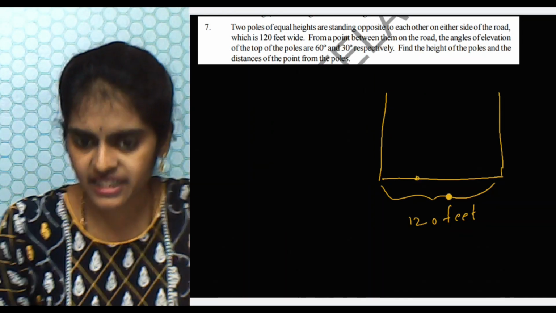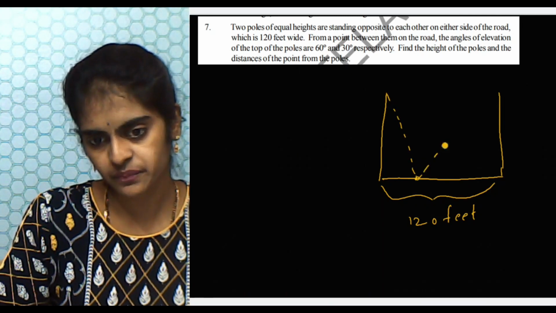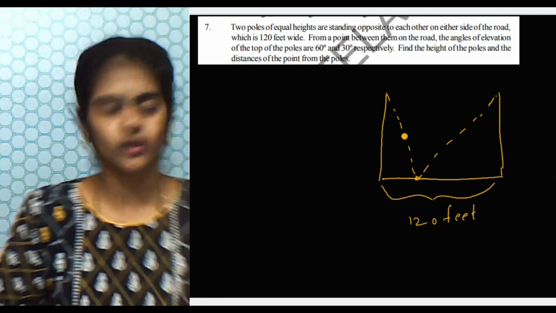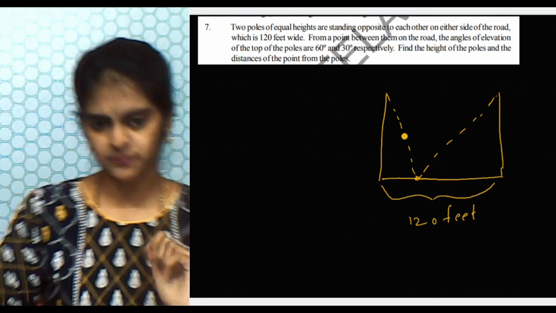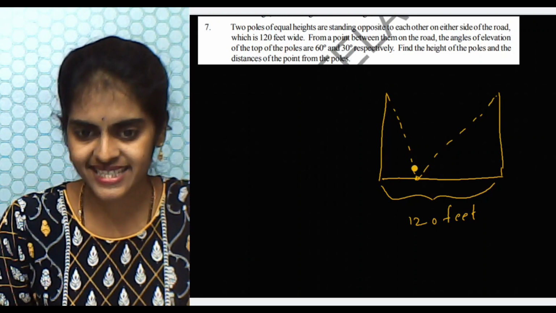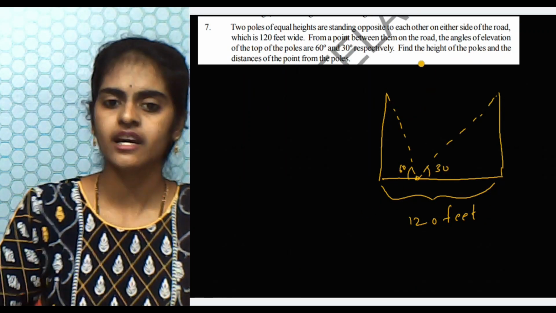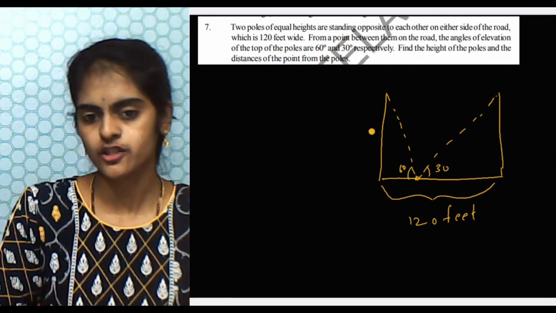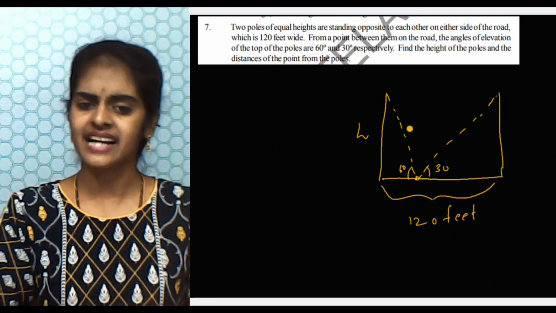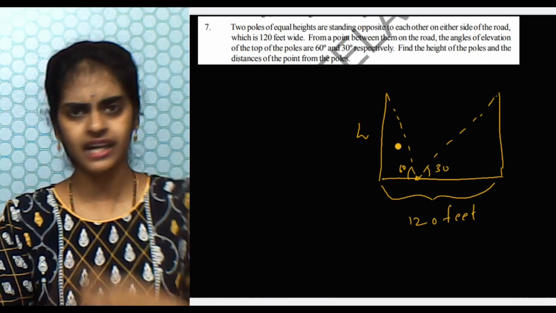Suppose there is some point here on the road. From this point, this is how you see one pole, and this is the other pole you're seeing. So the angles of elevation are 60 and 30. Find the height of the pole and the distance of the point from the poles. You have to find this height, and as it is given, the height is the same for both poles. So if you find one height, it is the same for the other pole.